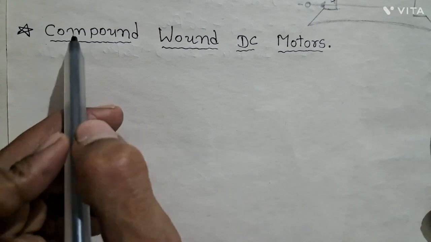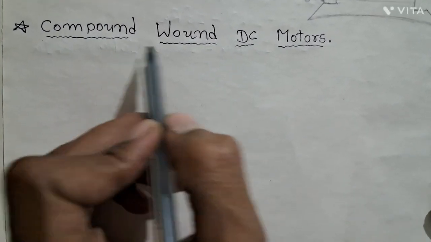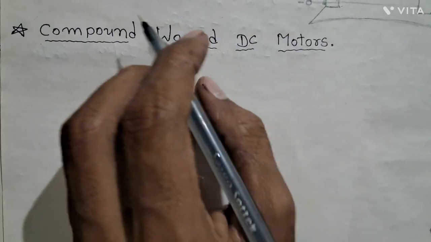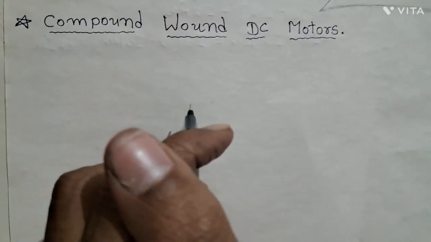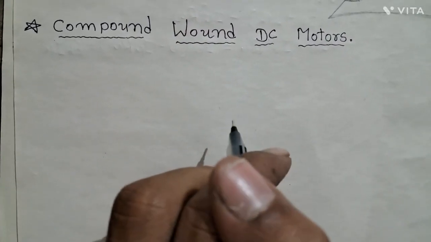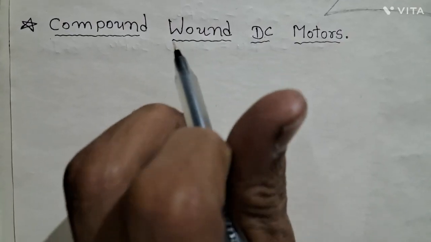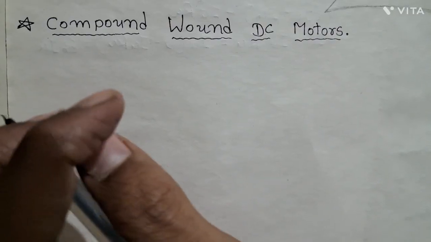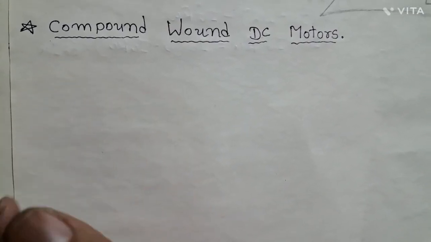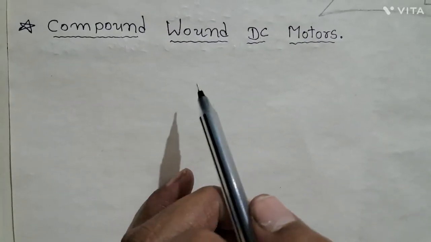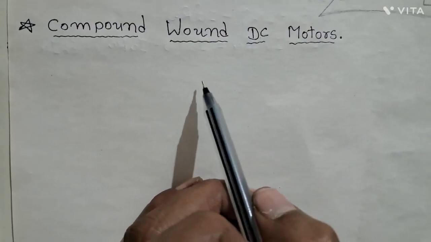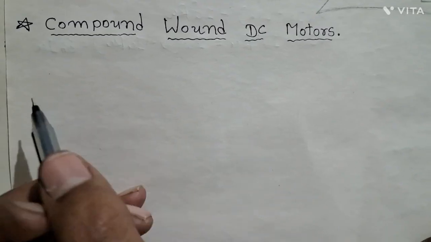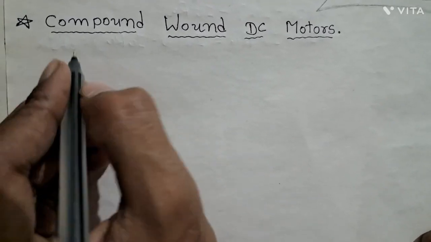So the last motor is the compound wound DC motor. A compound wound DC motor has both shunt and series field coils. The shunt field is normally the stronger of the two, with more ampere turns. And the compound wound motor has two types.